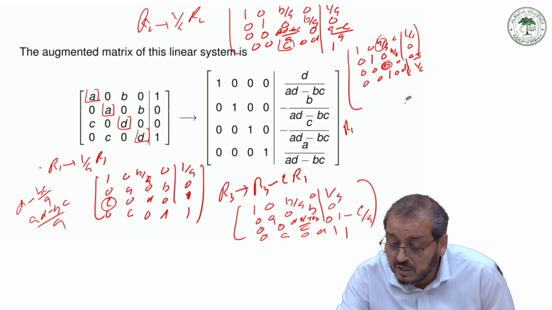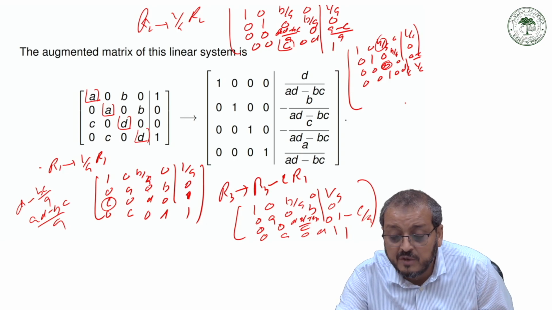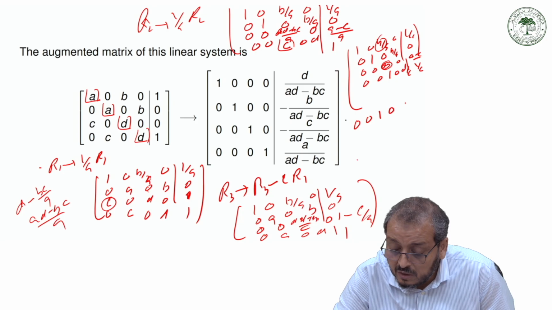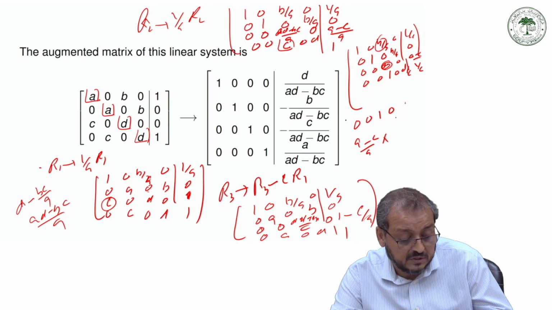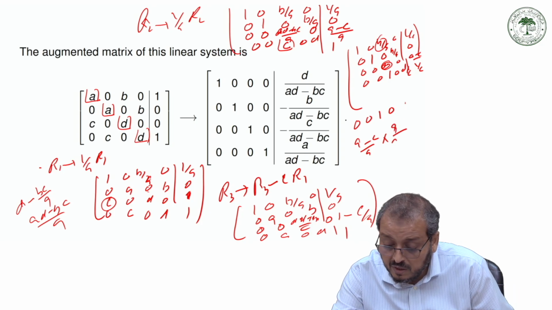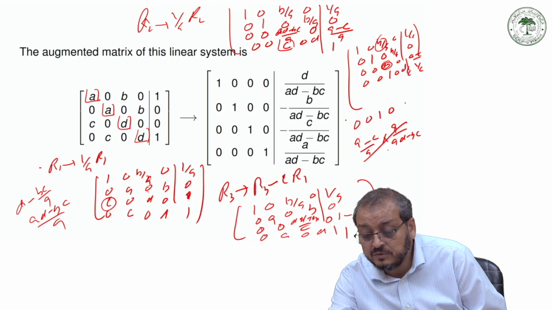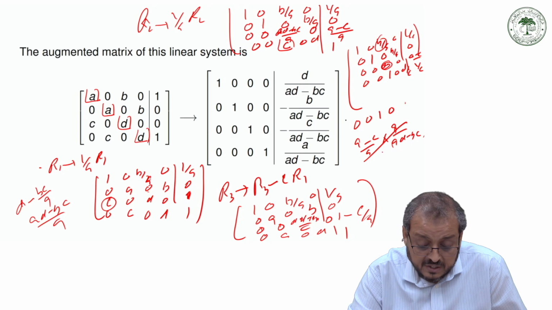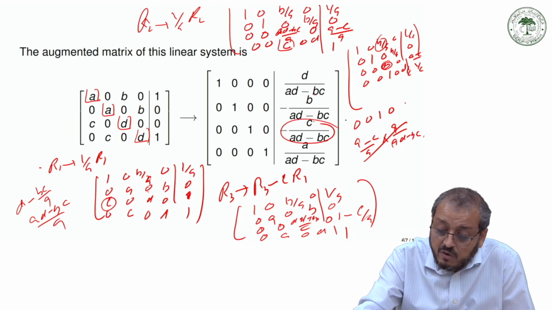Sorry, I made a mistake. This whole thing is divided by ad minus bc. So 0, 0, 1, 0. Then you have minus c upon a, multiplied and divided by this, which is equal to a upon (ad minus bc). So this cancels out, and clearly you have ad minus bc. So minus c upon (ad minus bc) is this term, and similarly all other terms are there.